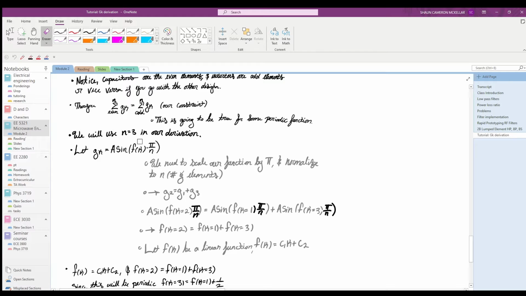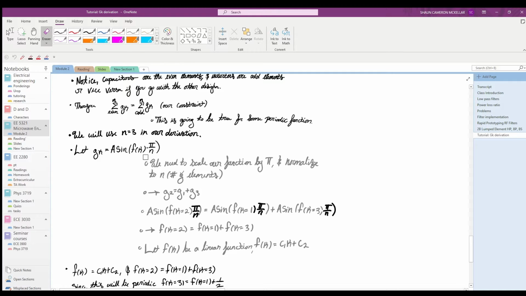Alright, so for our periodic function, let's just choose a sine equation. Okay, now we're going to rewrite G sub k. Instead of having a 2 here, we'll put an a for some sort of amplitude. We'll have our sine equation, and then our interior function f sub k, which will really be the thing that's doing most of the work for our G sub k elements. We have to take it and scale it by pi so that we fix it to the unit circle, and we have to normalize it to n, the number of elements.